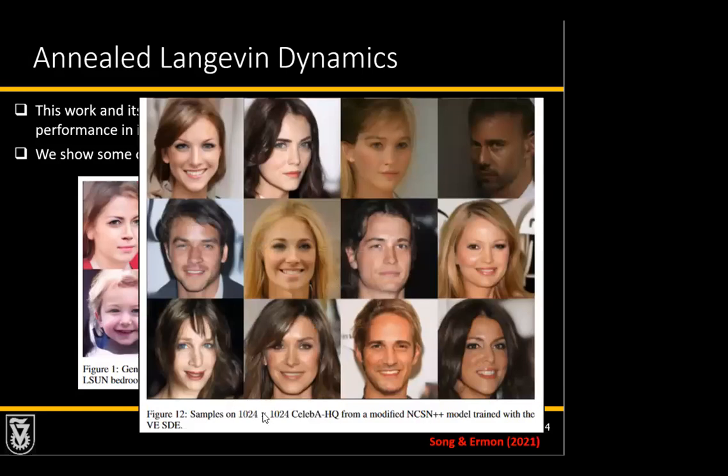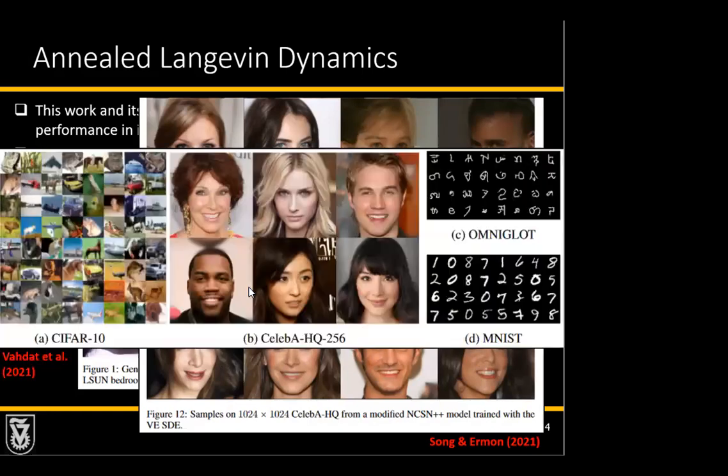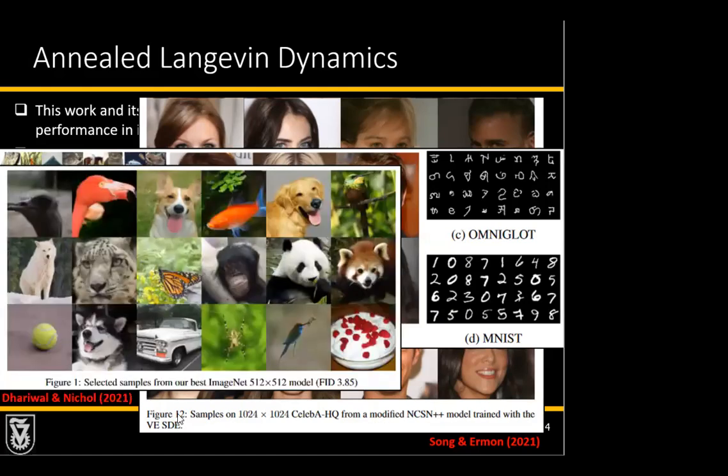These are high resolution face images that are all generated. Here you can see results on CIFAR and MNIST, as well as some face images from CelebA. And here are, for example, some samples from the current state-of-the-art on ImageNet image generation. This is also something that follows the algorithm that we've seen. And look at how real the images look. So we're talking about the state-of-the-art image generation algorithm.